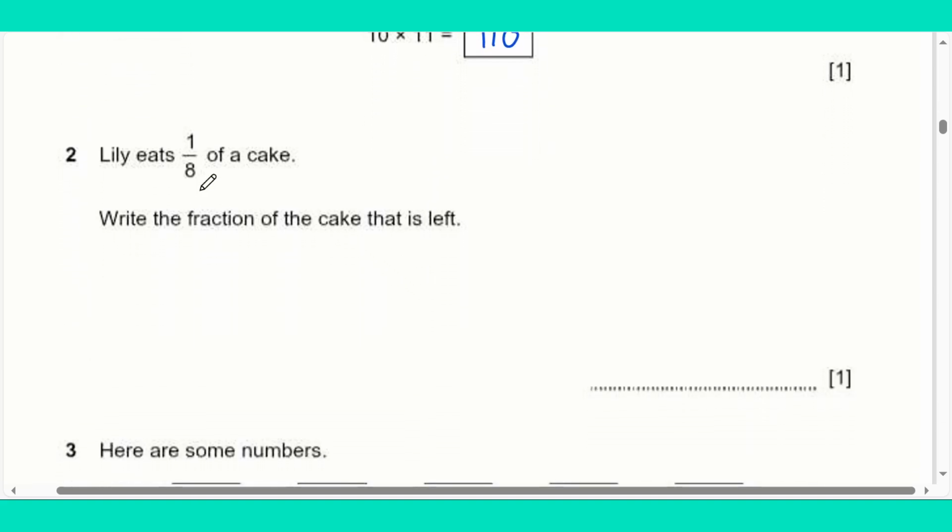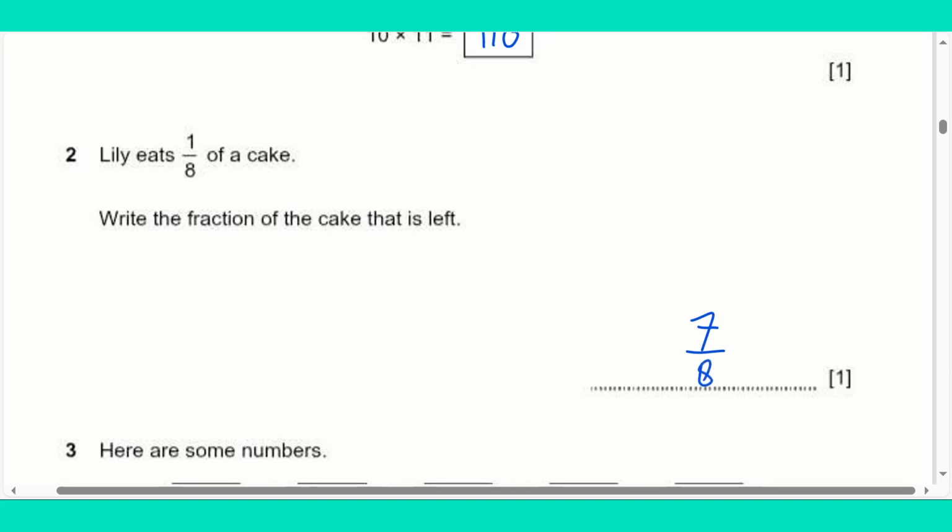Number 2, Lily eats 1/8 of a cake. Write the fraction of the cake that is left. Okay children, have you finished? If you're not, you may pause this video. So the fraction of cake that is left is 7/8.